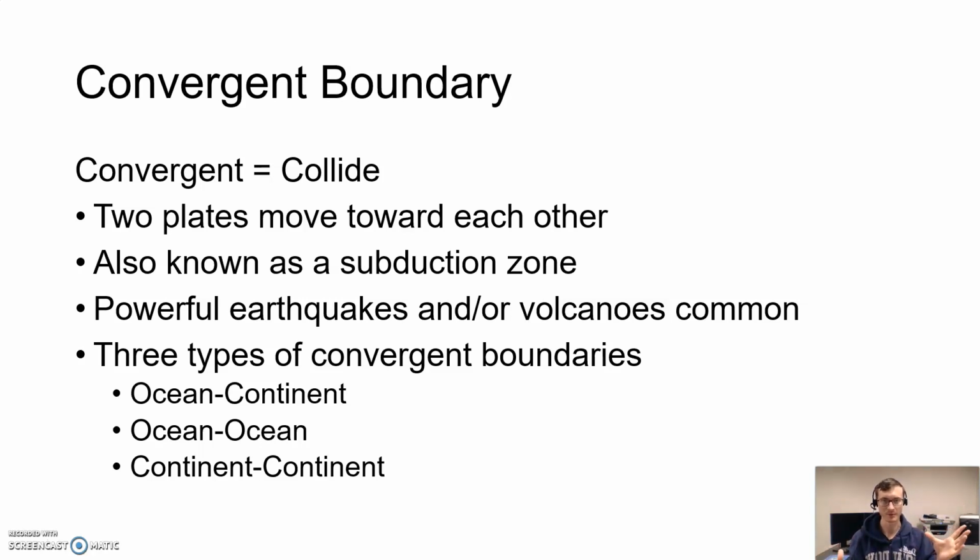Commonly here, these are going to be marked by volcanoes and mountains, as well as earthquakes. As it goes down, it slides past through the tremendous amount of friction between the plates here. And these can happen in three ways. We can either have ocean and ocean, we can have ocean and continent, or we can have continent and continent butting up against each other.